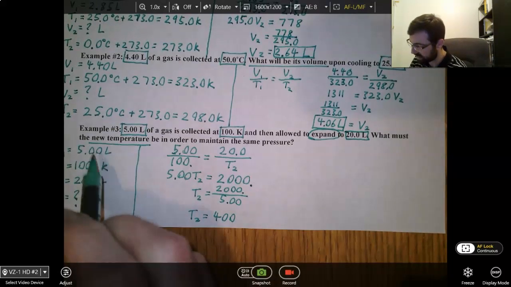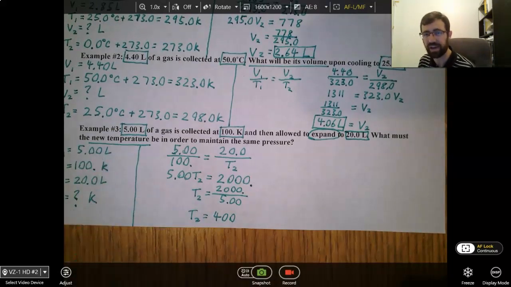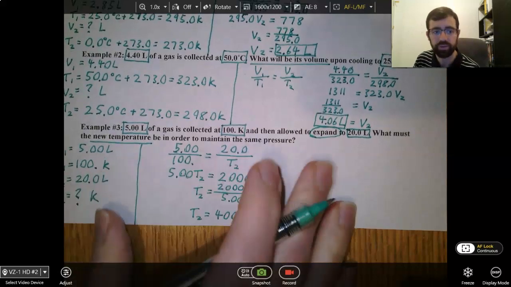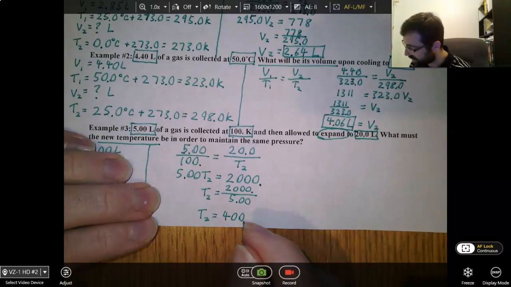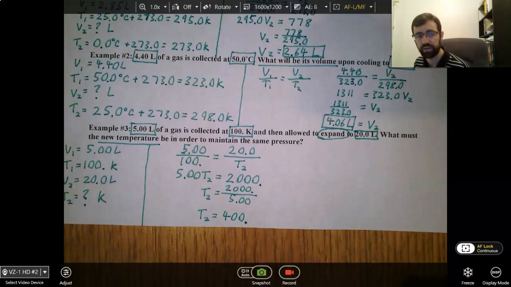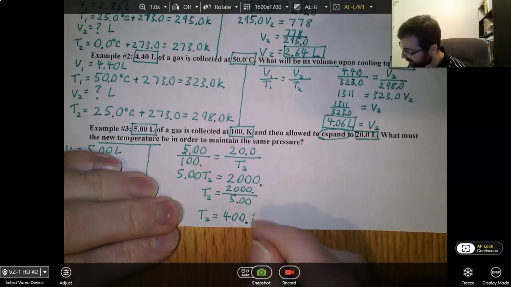And again, 3 sig figs. I want to show 3 sig figs. How can I write 400 with 3 sig figs? Well, just put a little decimal at the end. Okay, and our temperature is Kelvin.